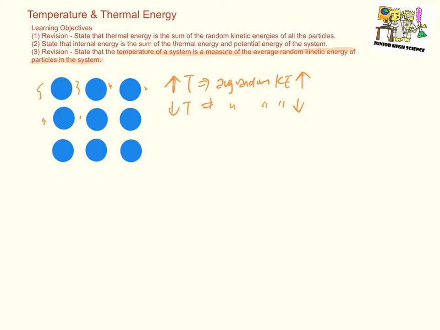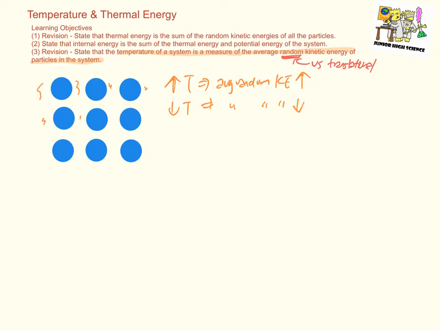Now, there is a need to define what this random kinetic energy is. Random as opposed to, say, translational kinetic energy. Random kinetic energy of the particles, as the name suggests, is due to particles moving randomly. Translational kinetic energy of the particles arises when the whole system of molecules or particles moves in a certain direction.